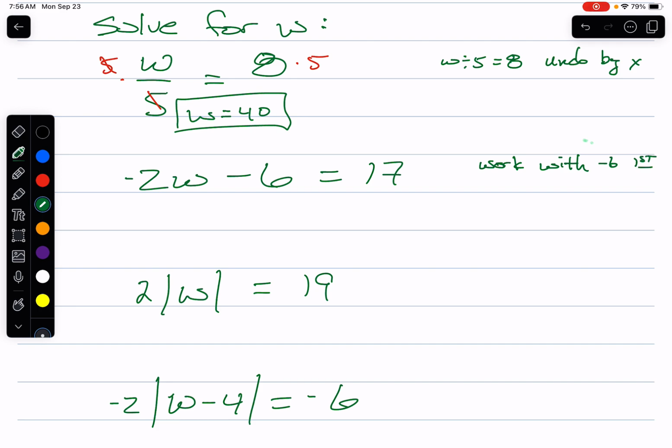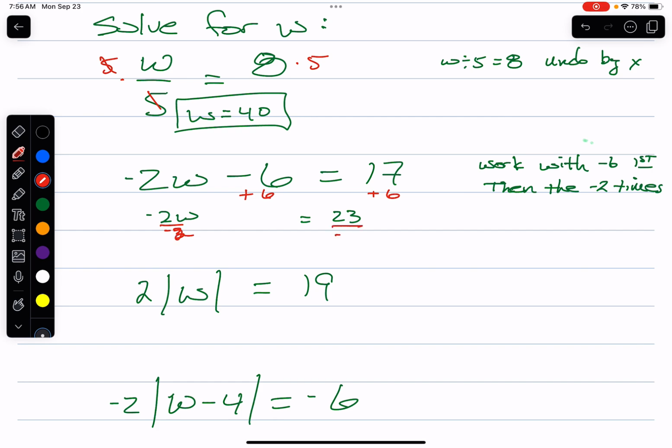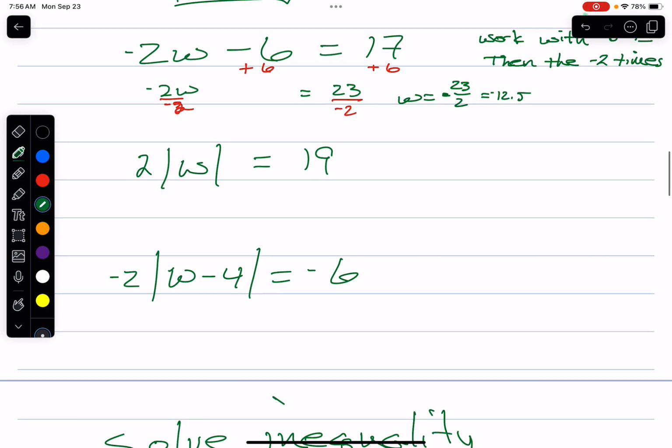I'm going to work with the minus 6 first, then the negative 2 times. So we're going to add 6. So I have negative 2w equals 23. I'm going to divide by negative 2. And we're going to end up with w equals negative 23 over 2, which is the same thing as negative 12.5. And you'll see in ALEKS, it's okay to have fractions. They're probably not going to happen that way in ALEKS, but just to be aware.